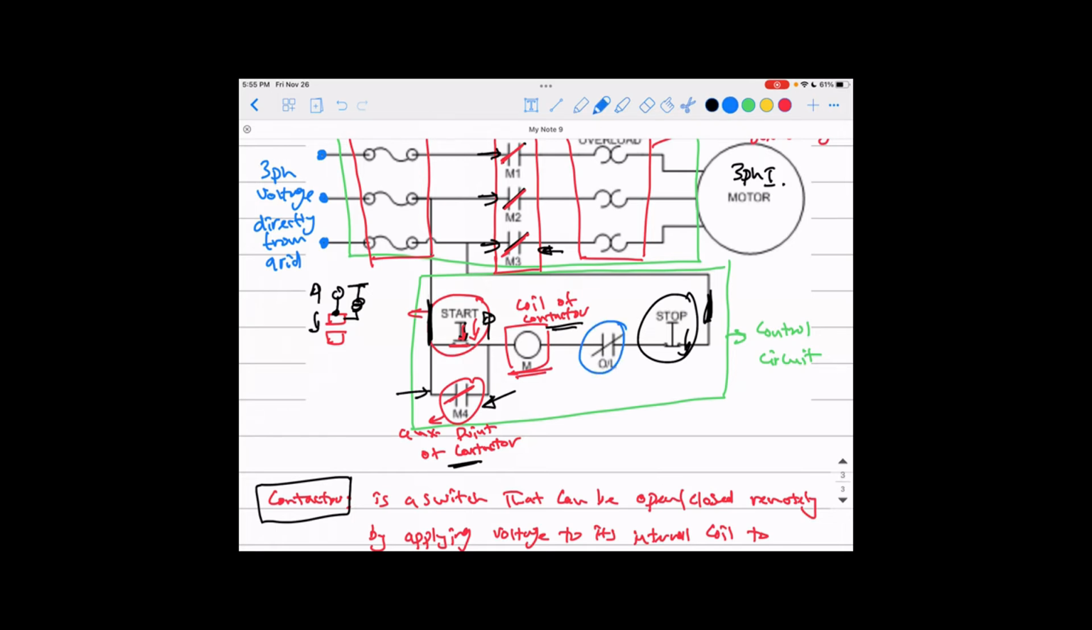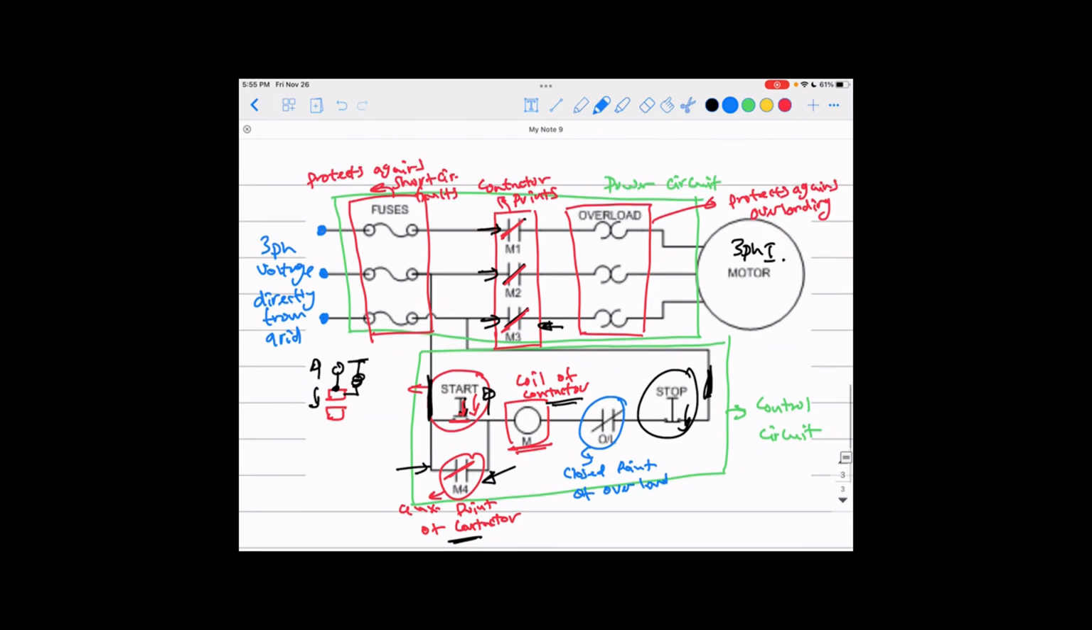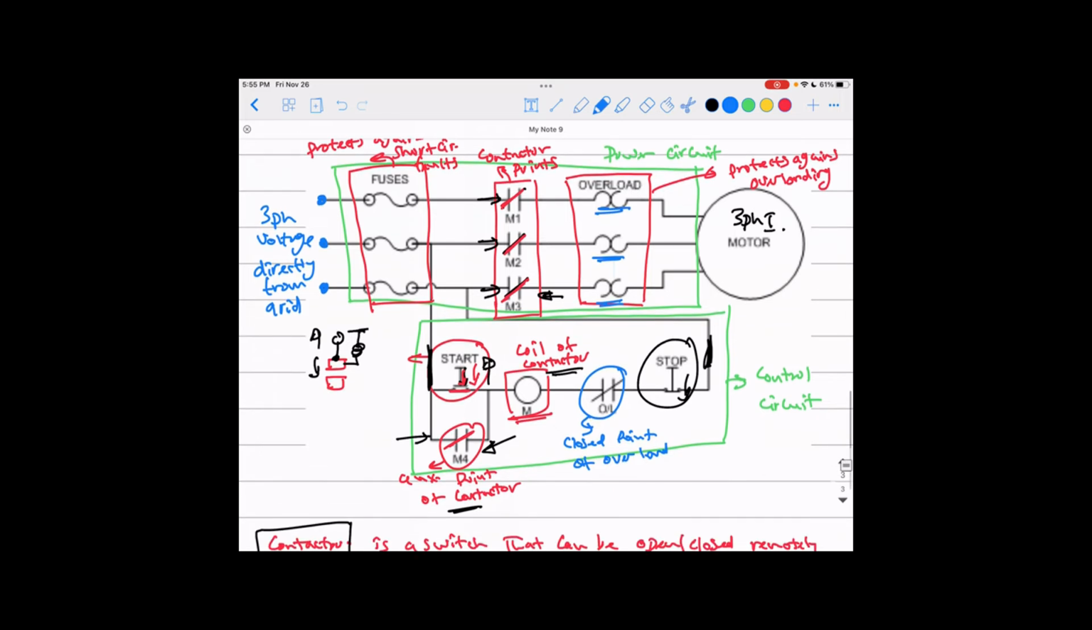The only thing left here is the originally closed point of the overload. Once these 3 points of the overload sense an increase in the current going to the motor, that means it's overloading. If it is just temporary and goes away, that's fine. But if there is a continuous increase in the current in the motor for a relatively long time, it will open this point if there is overloading.